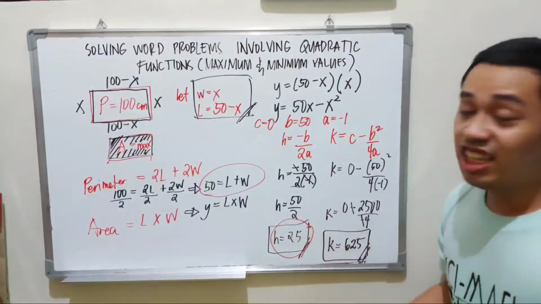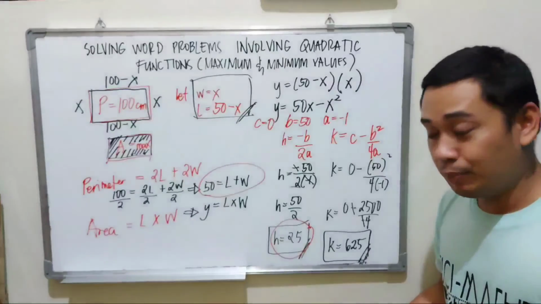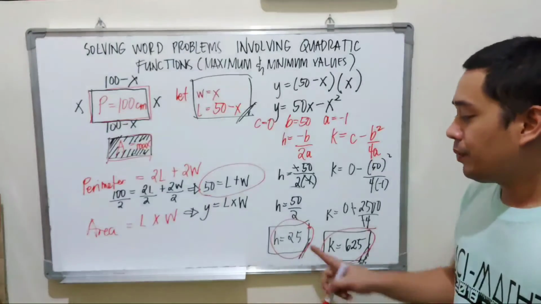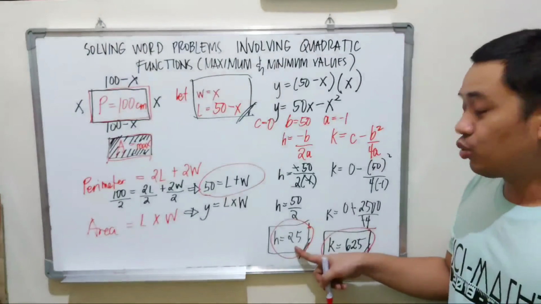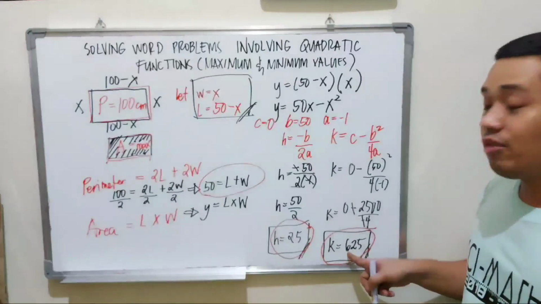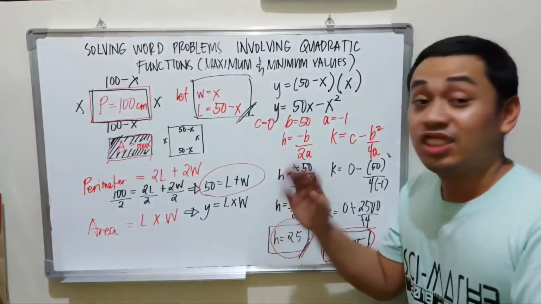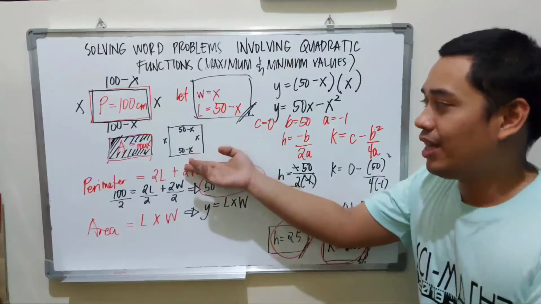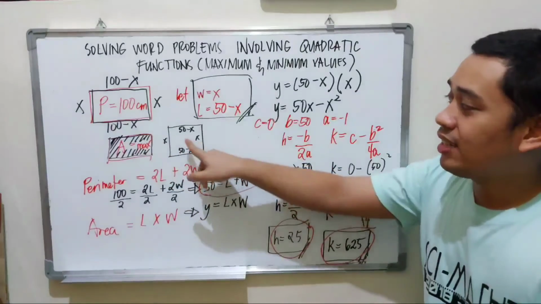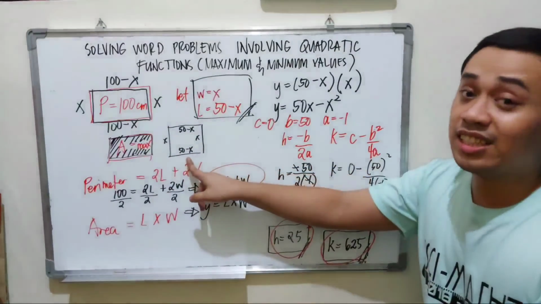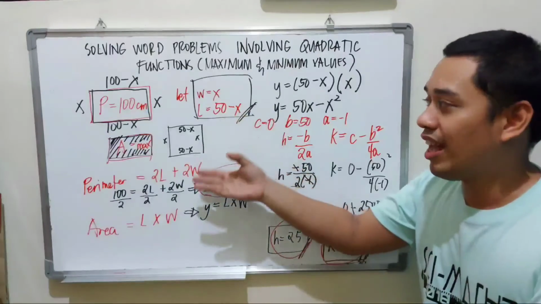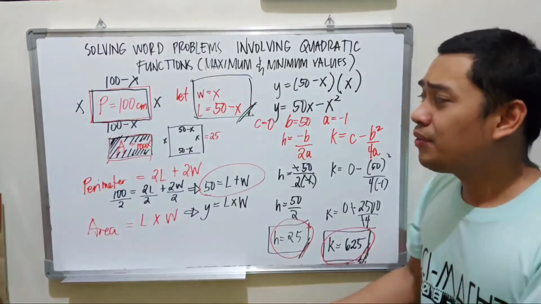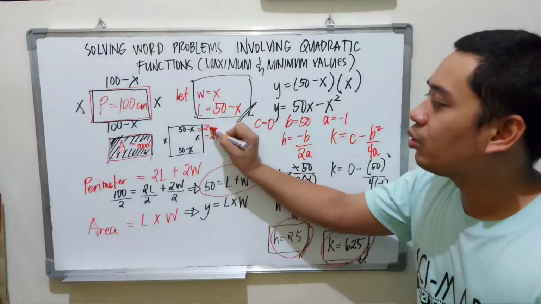625. Since h is the value of our maximum input and k is the value of our maximum output, our value for x is 25 and the value for our y will be 625. Since we knew for a fact that we are going to modify our rectangle, it will look like this. We have x, x, 50 minus x, and 50 minus x as the length of our sides or our length and width. Now, since h is 25, then 50 minus x will also be 25.